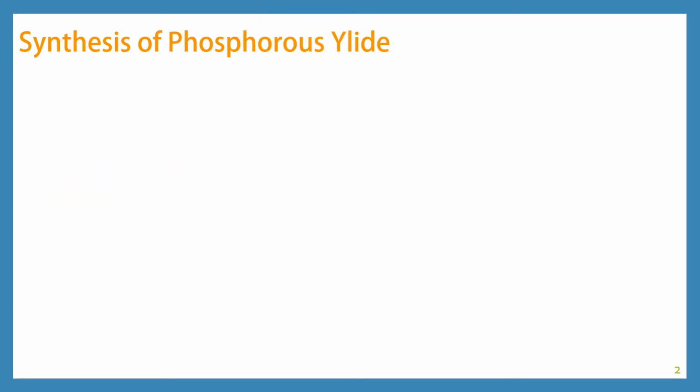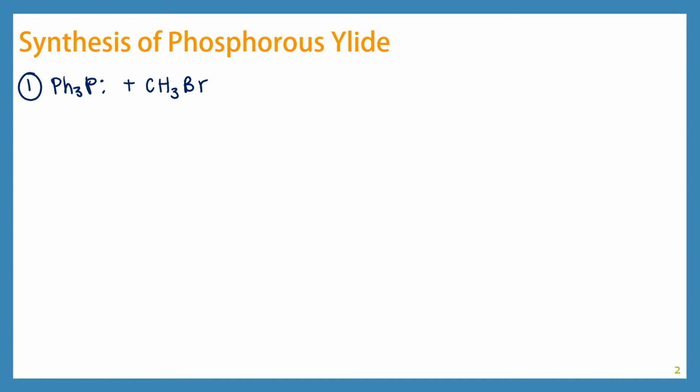So let's take a look at how the phosphorus ylide is synthesized. Another important note about the Wittig reaction is that you're usually not given an aldehyde or ketone plus a phosphorus ylide. Usually you are given the reagents that will form the phosphorus ylide, and you are meant to know that that's what's going to happen. So a phosphorus ylide is synthesized by combining triphenylphosphine with an alkyl halide.